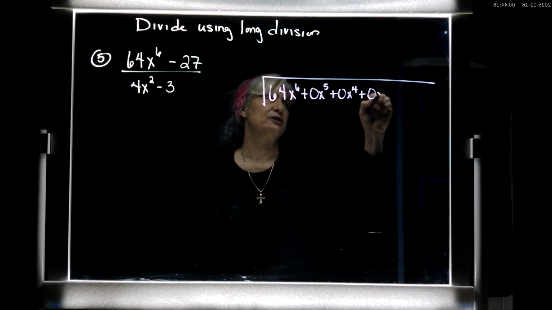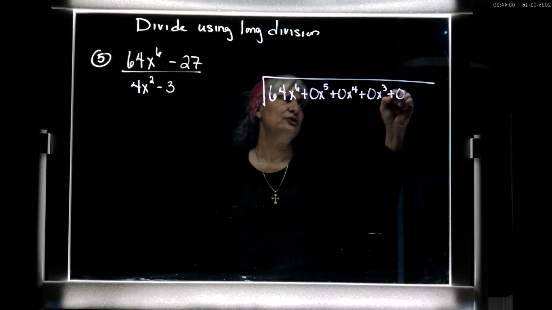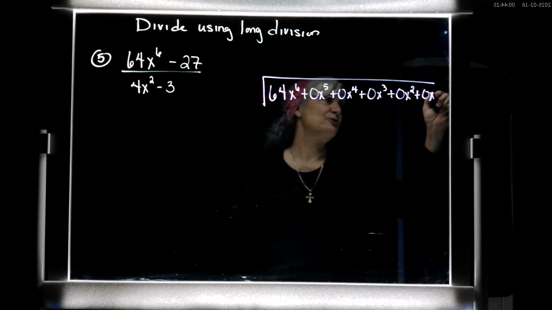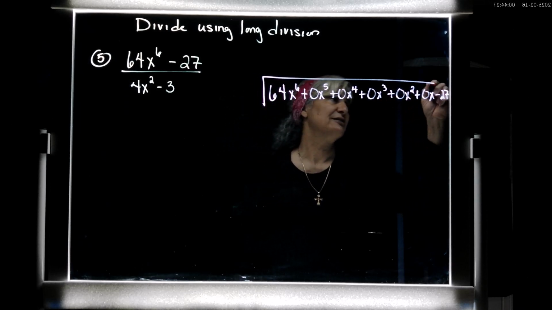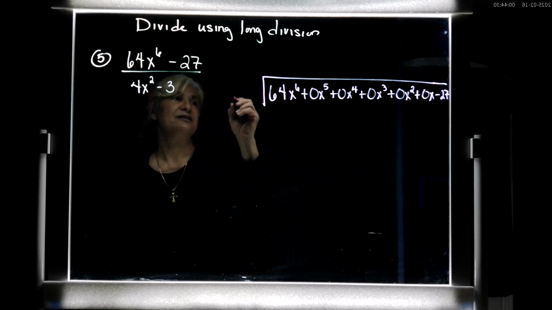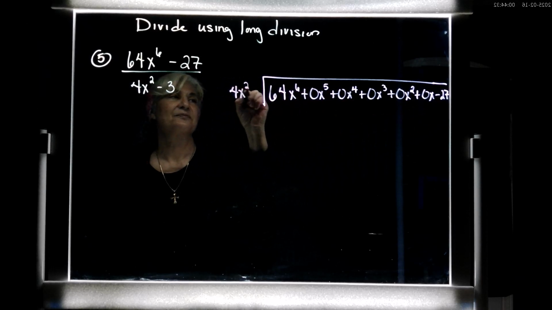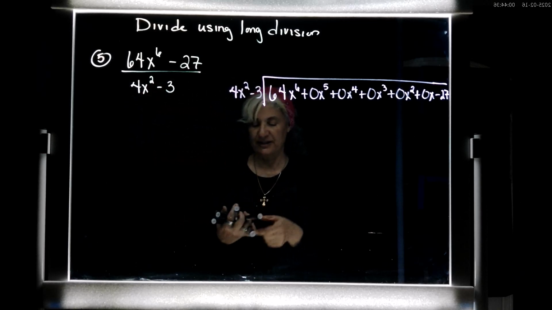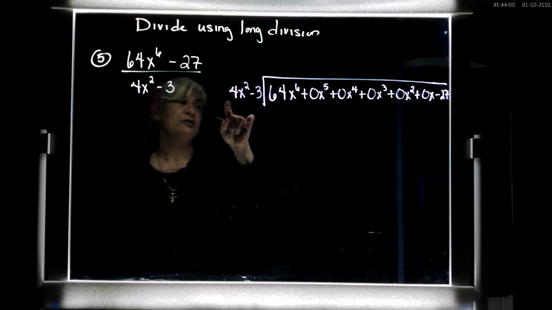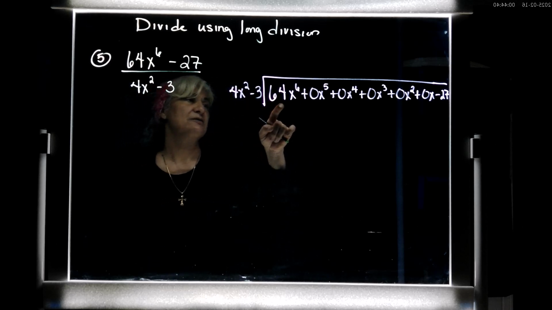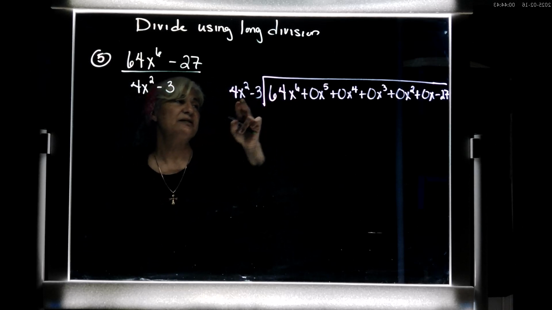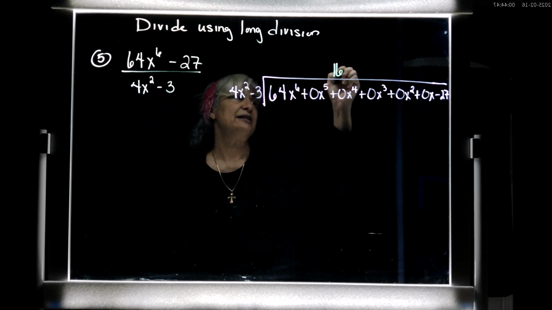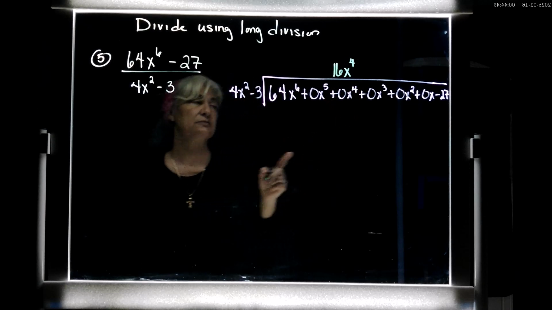I might need some more board space. I might need to use a thinner marker. But it looks like I can squeeze in the minus 27. Just barely, right? Okay. Okay, here we go. So let me see. 4 times what is 64? That's 16. 2x's here, 6x's here. I need 4 more. So I need a 16x to the power of 4.